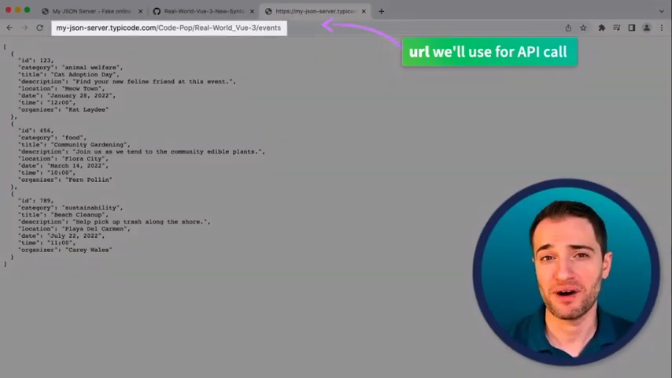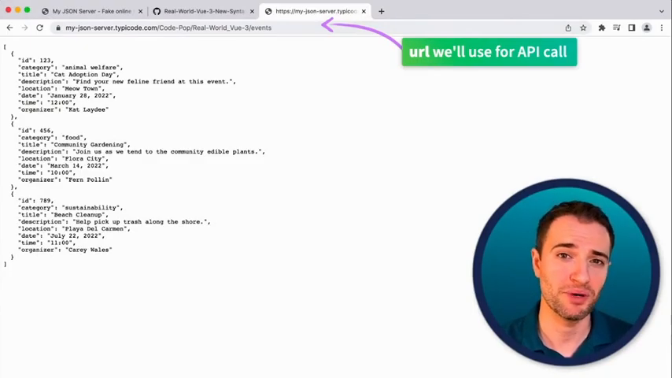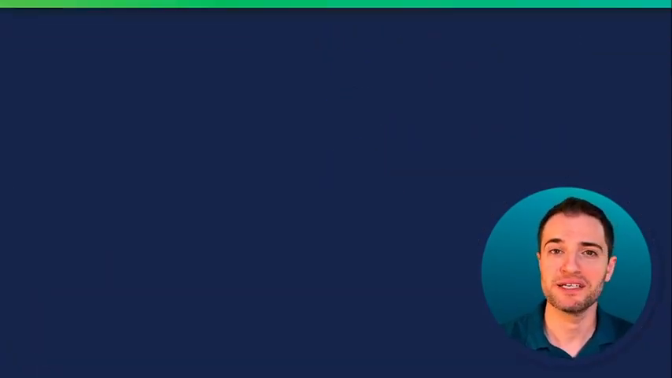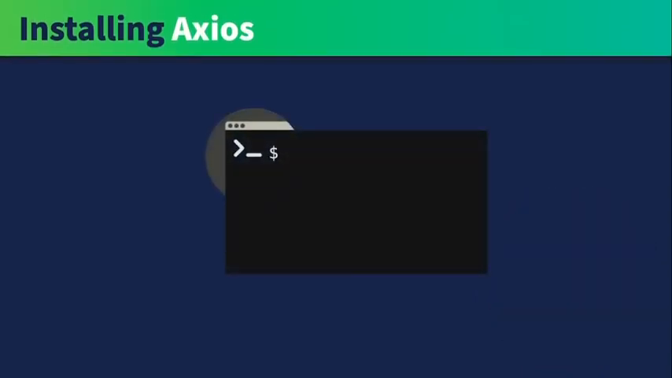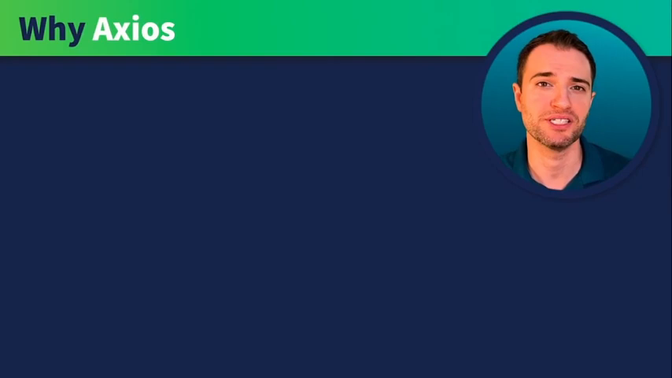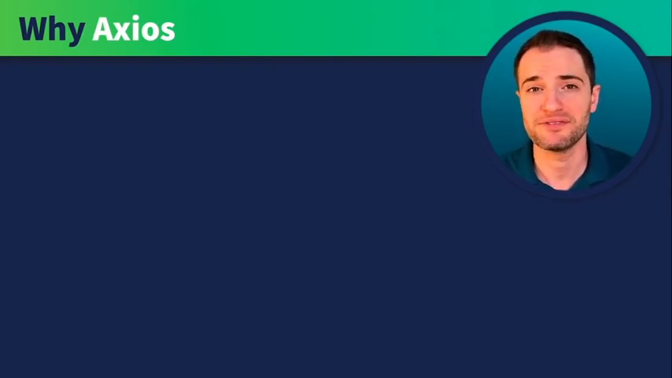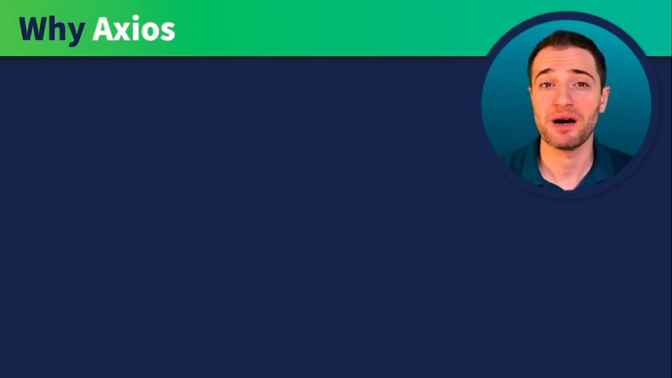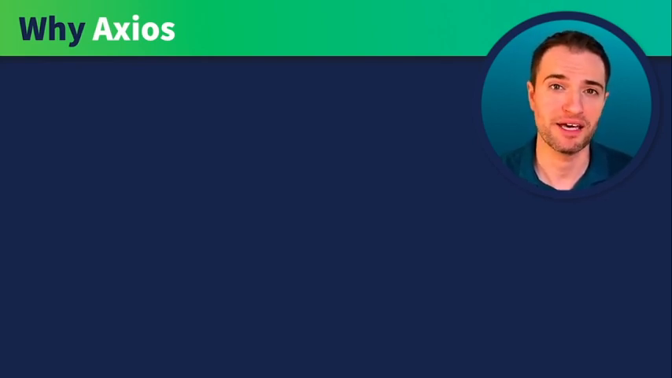Now that we've created our mock database and know what URL to point to fetch those events, we can install Axios. I'm going to do so from the terminal. At this point, if you're not familiar with Axios, you may be wondering why we chose to use it. It comes with a lot of different features. This is a very popular JavaScript library for achieving API calls.